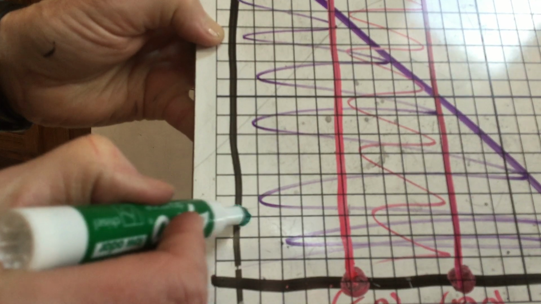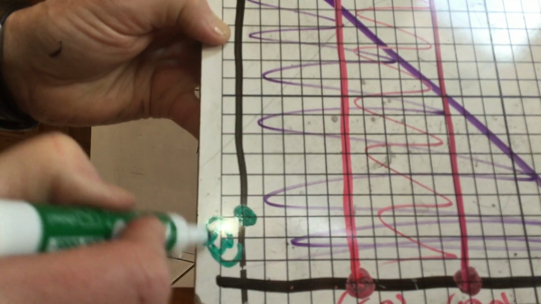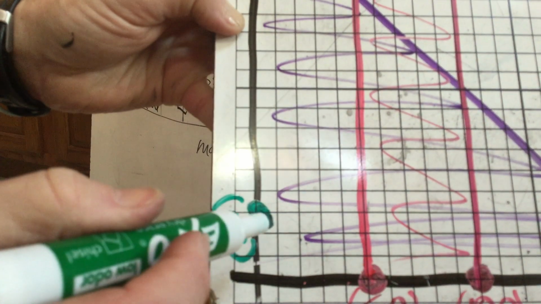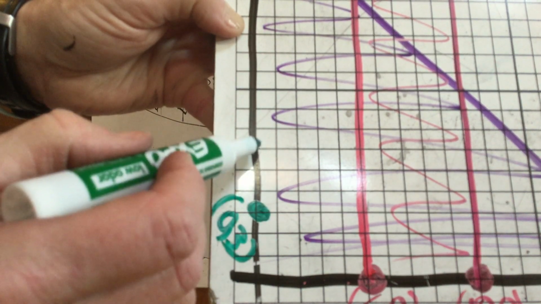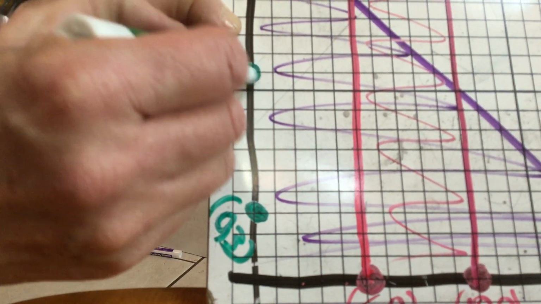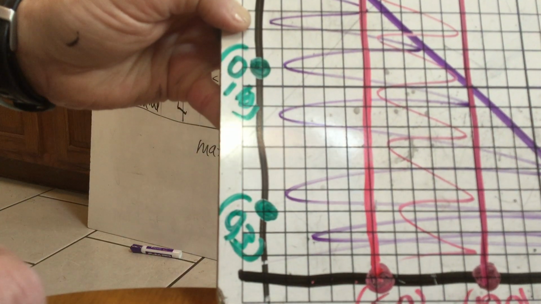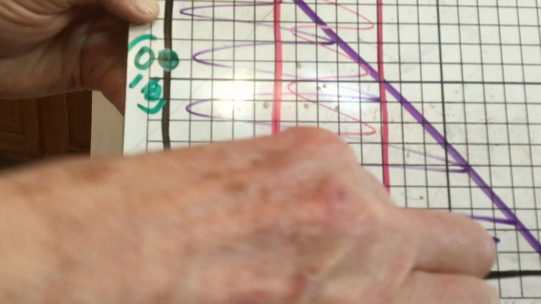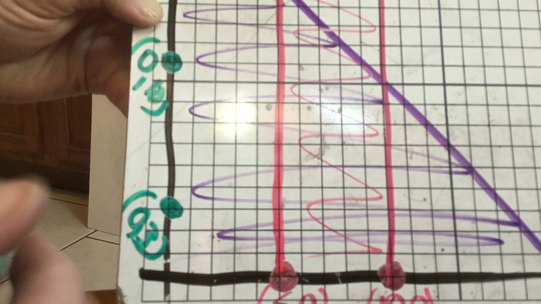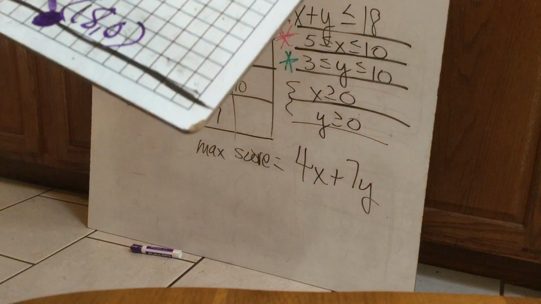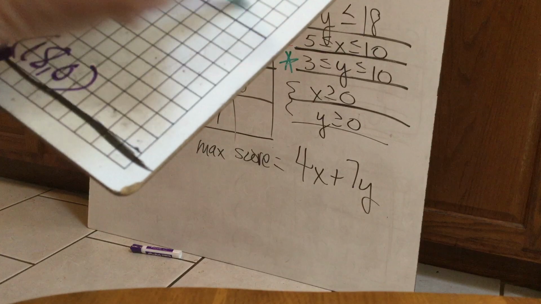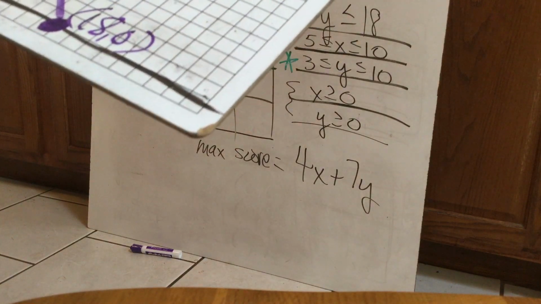So I'm going to go to my y-axis, and I'm going to put a point at 1, 2, 3. So this is 0, 3. And then I'm going to put a mark at 10, 4, 5, 6, 7, 8, 9, 10. 0, 10. And then guess what I'm going to do? Just like before, I drew up vertical lines. Now I'm going to draw horizontal lines straight across.